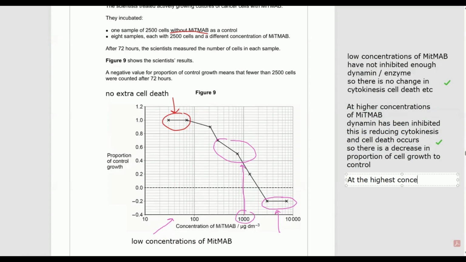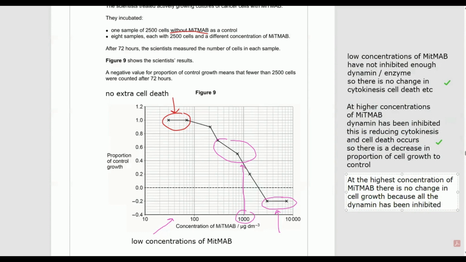So at the very highest concentrations of MIPMAP, we can see that there is no cell growth. How do we know there's no cell growth? Because we've got a straight line. So it means they increase the concentration from 3,000 till about 8,000, looking at that. And from between 3,000 and 8,000, they've doubled the concentration, obviously. 3,000 to 6,000 is doubling. And that has not changed cell growth.